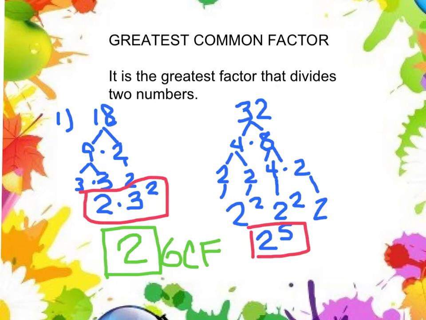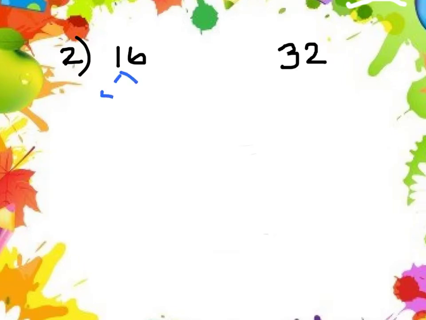The next problem. Problem number 2. If we are going to get the greatest common factor of 16 and 32, we will say that 16 is 4 times 4, and that this is 2 squared, and that this is 2 squared. 2 to the 4th.